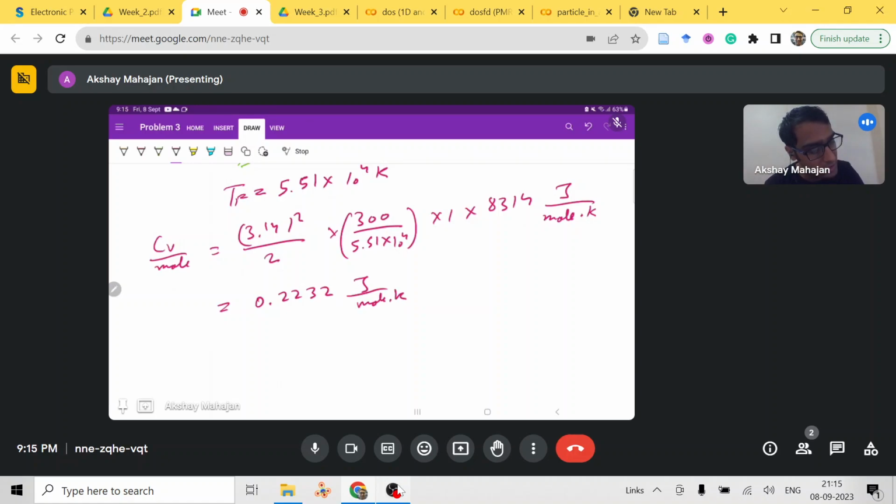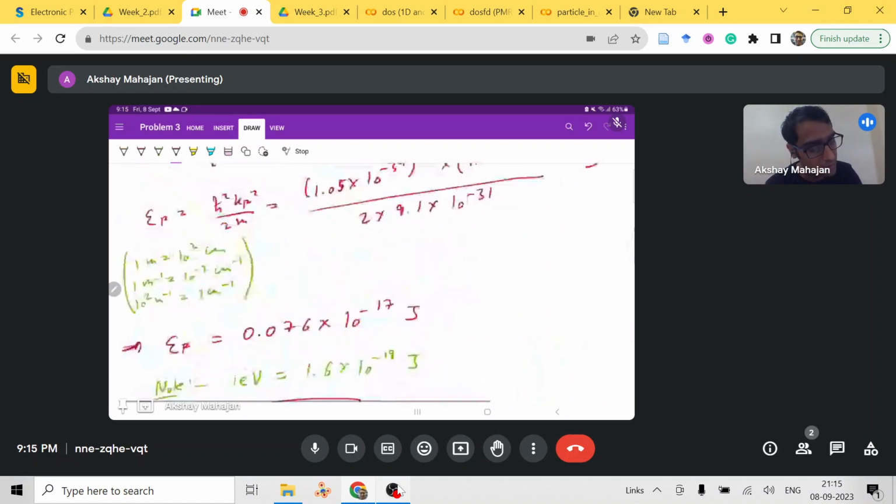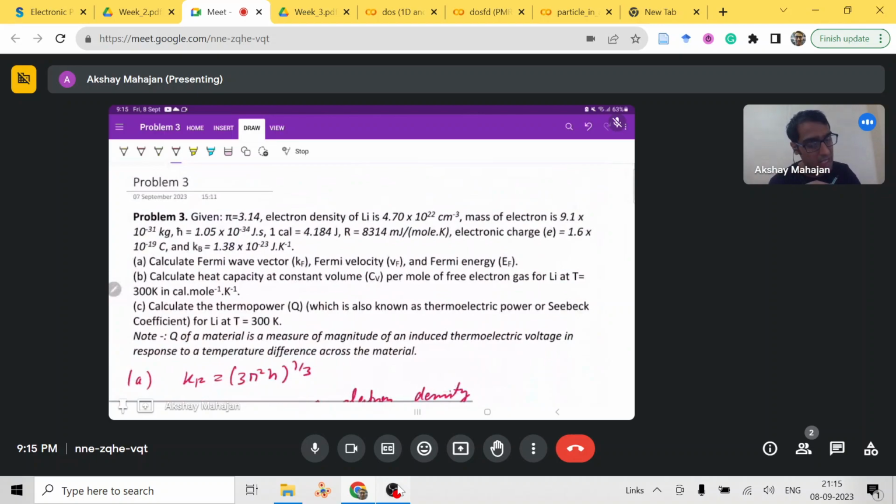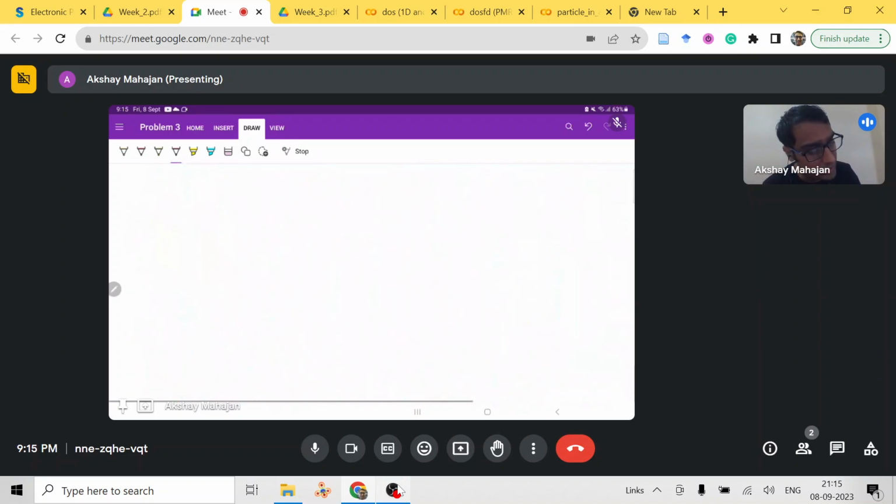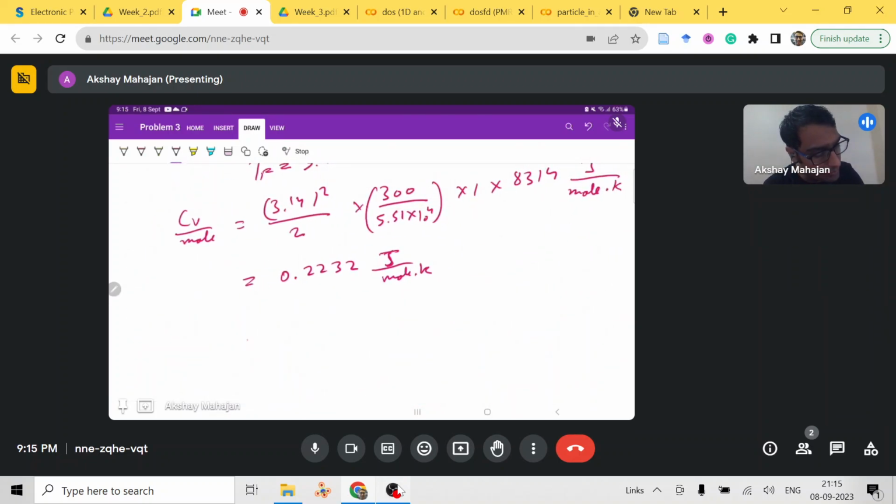But the question asks us to find it in cal per mole Kelvin, and 1 calorie is given as 4.184 joule. So you just have to divide this by 4.184, and you will get the answer 0.053 cal per mole Kelvin. So this is our answer for CV per mole.